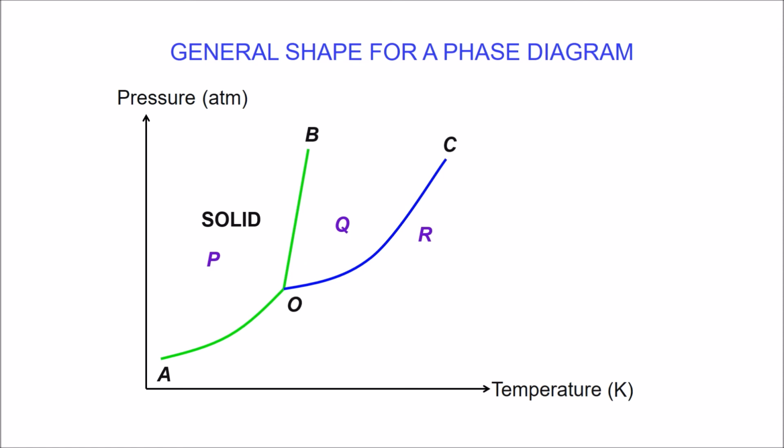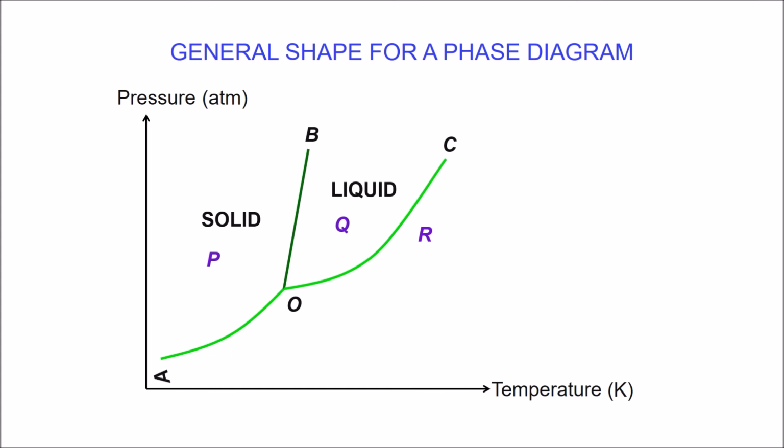Now line BOC. Again, line OB is solid-liquid at equilibrium. The process change is melting or freezing. Line OC, liquid-gas at equilibrium. The process change is condensation or evaporation. It represents the liquid area.